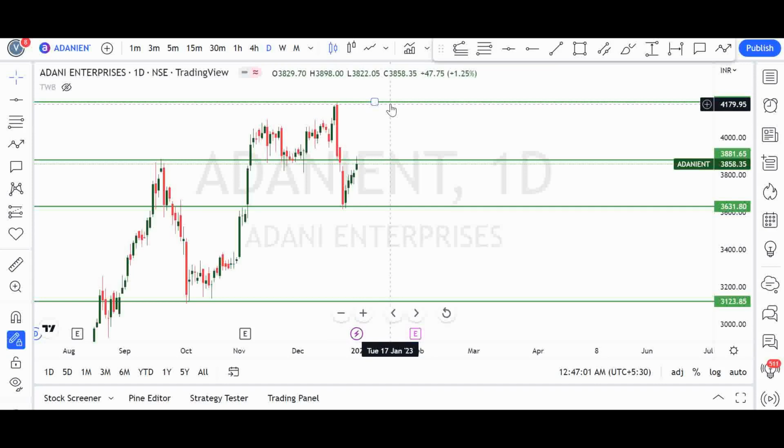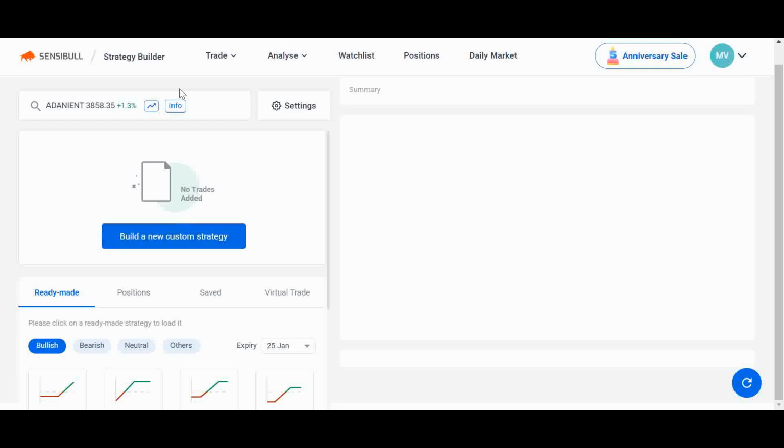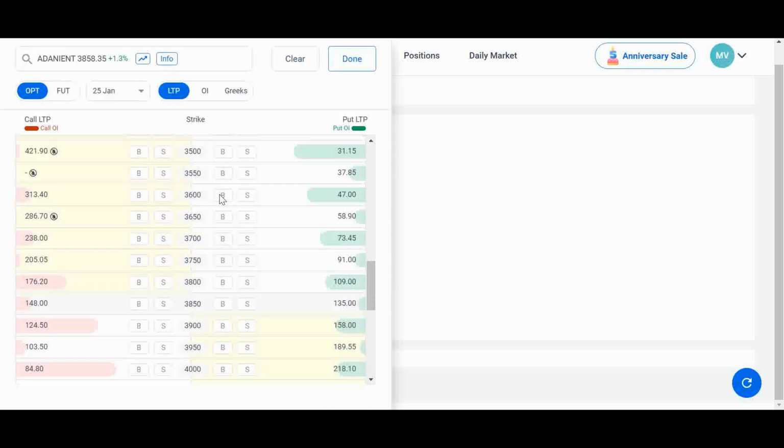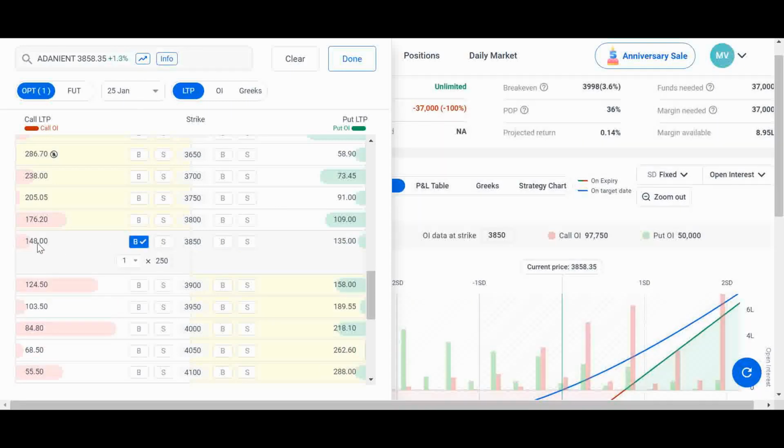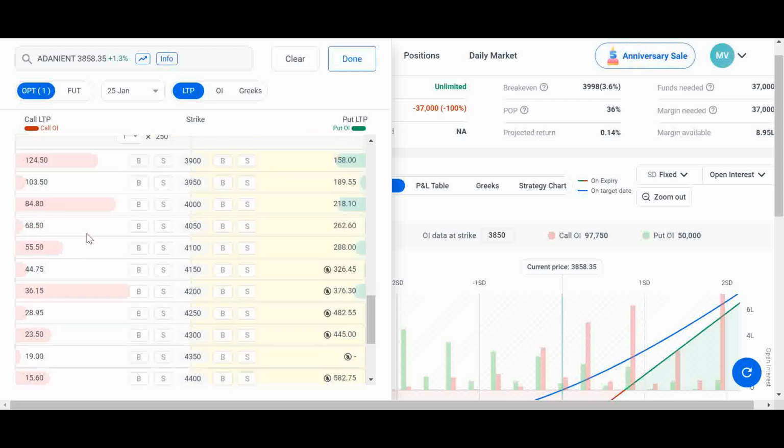In this kind of scenario, you can implement the call ratio spread. I will tell you how to implement the call ratio spread using Sensible. So let's go to Sensible. This is Adani Enterprises. Go to build custom strategy. I'm going to choose the current expiry, that is 25th Jan. I'm going to buy the 3,850 call option. The premium works out to be around 148 rupees, so let's consider it as 150. Then I'm going to sell three lots of the 4,100 call option to collect the same premium.